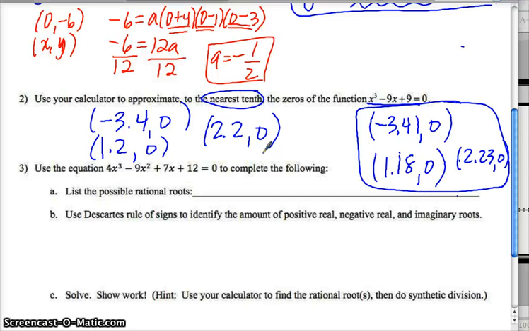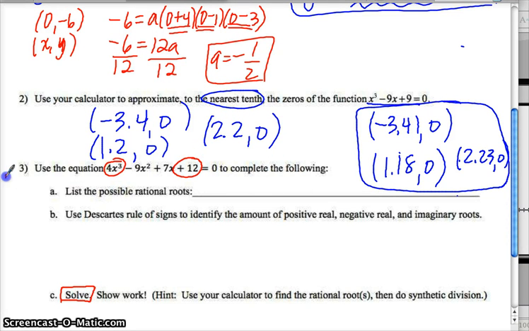Right? So in this case, we're going to have three solutions. We start with 4x to the third power minus 9x squared plus 7x plus 12 equals 0. We're trying to eventually solve, so we need to find all three answers. Okay, so let's first list the possible rational roots.